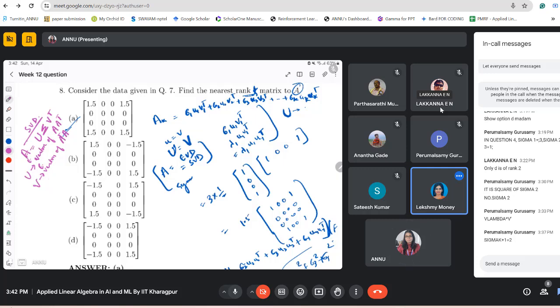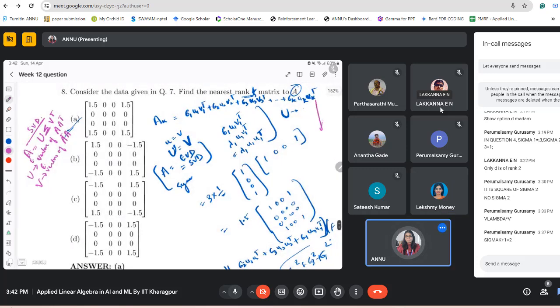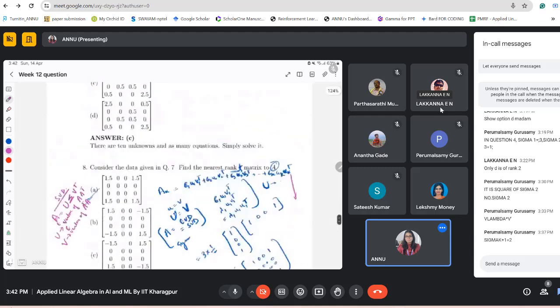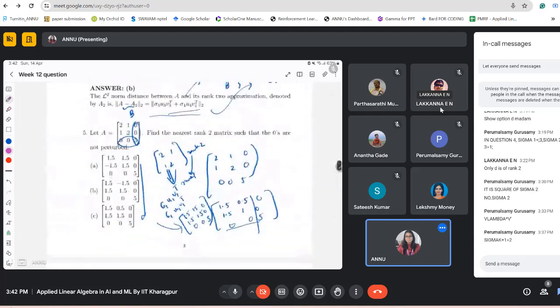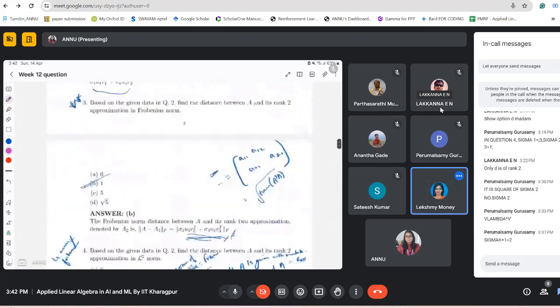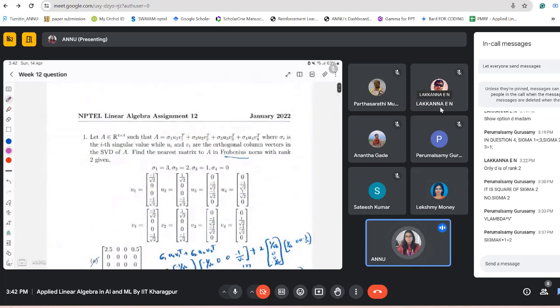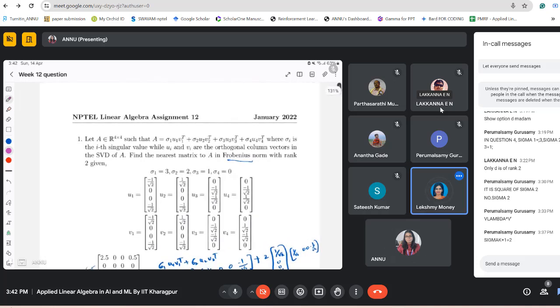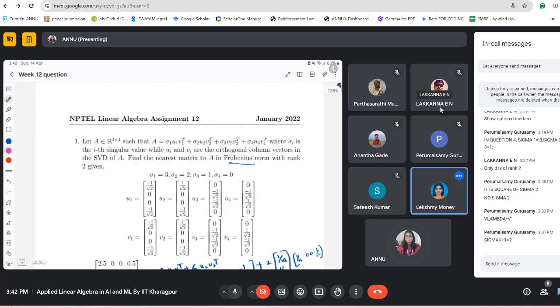This can also be written as sigma 1 u1 v1 transpose plus sigma 2 u2 v2 transpose and so on. As we know, the sigma values are decreasing: sigma 1, sigma 2, up to sigma n. So in order to get the rank k approximation, you consider only up to the kth sigma value. These sigmas are the square roots of the eigenvalues.